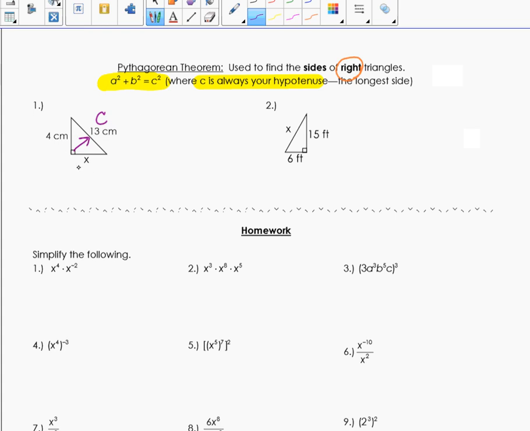Your A and your B are your legs. They're interchangeable. I don't care if you put A here and B here or vice versa. But when you're trying to solve, now we have a squared, which I labeled as 4. It doesn't matter if you flipped it. So 4 squared plus x squared equals 13 squared.